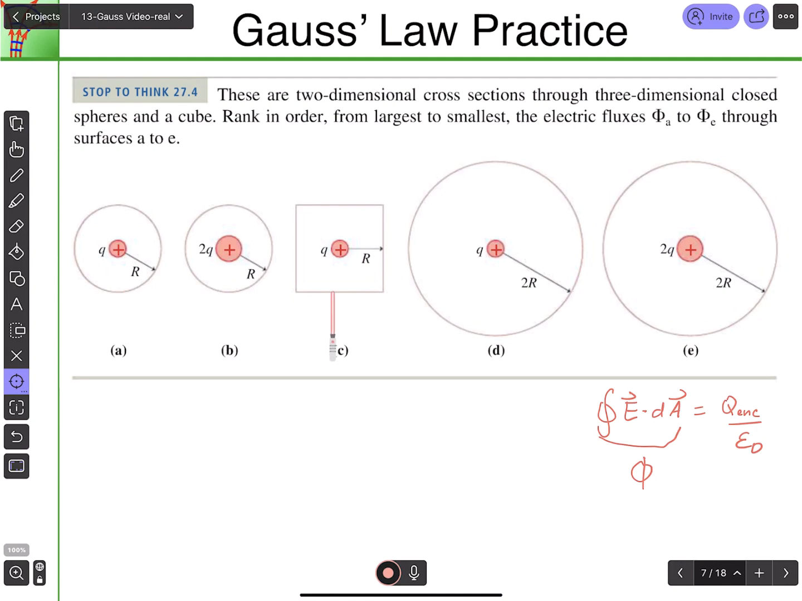The shape of these things doesn't matter. So the fact that this one has a radius r, this one has a radius 2r, the total electric flux through them will be the same if they have the same charge. So look at this one. The electric flux through this one is just going to be the enclosed charge divided by epsilon naught.